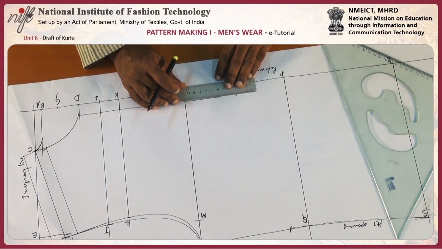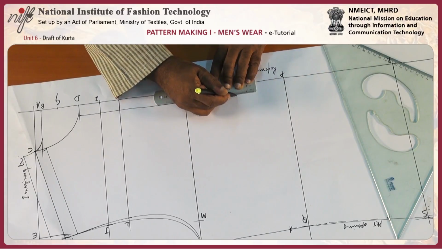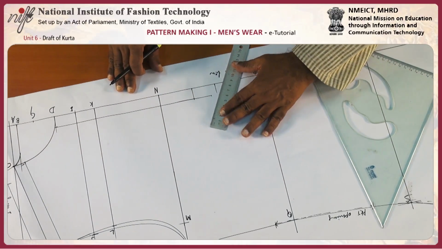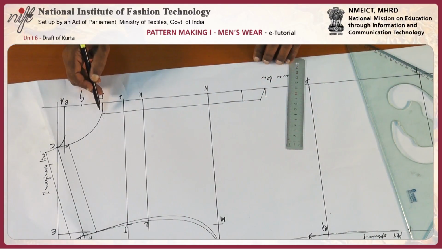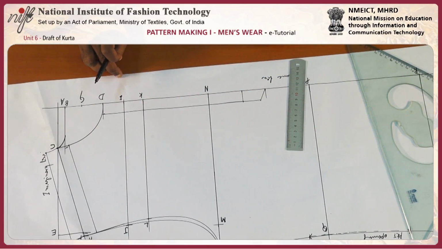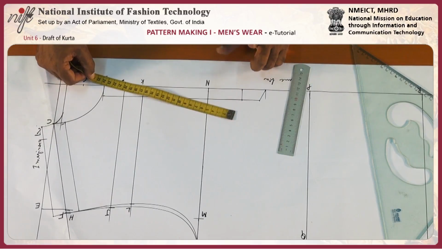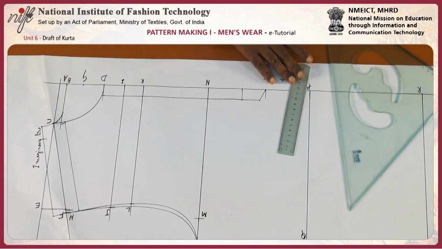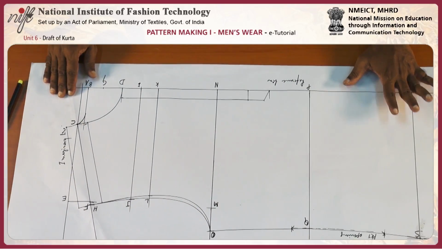I'll keep 1 centimeter short to the open, then connect to this. This is a half placket, the other side will be half, total 4 centimeter placket with functional opening of 24 centimeter. With this, the draft part concludes. Let us see the separation part in the separation chapter.